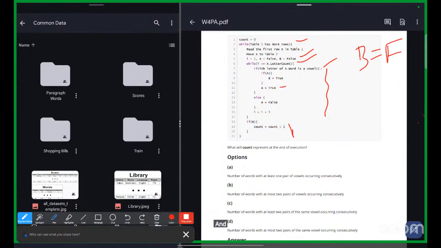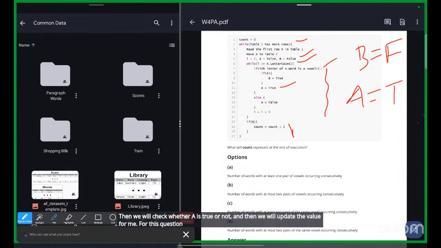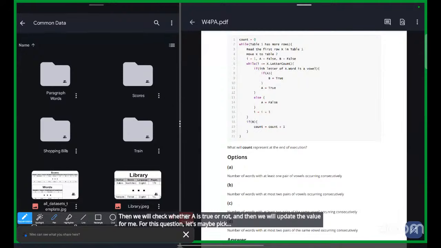And here in line number 11, A will get evaluated to true because we found a vowel and A was switched to true. And in the next iteration, we will check whether A is true or not, and then we will update the value for B. For this question, let's maybe pick an example and try to work it out.